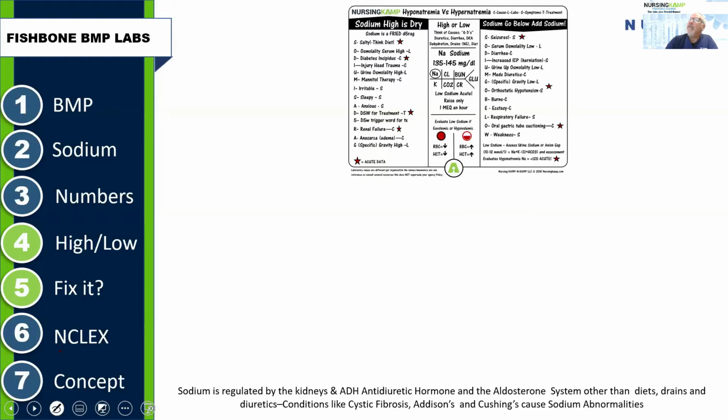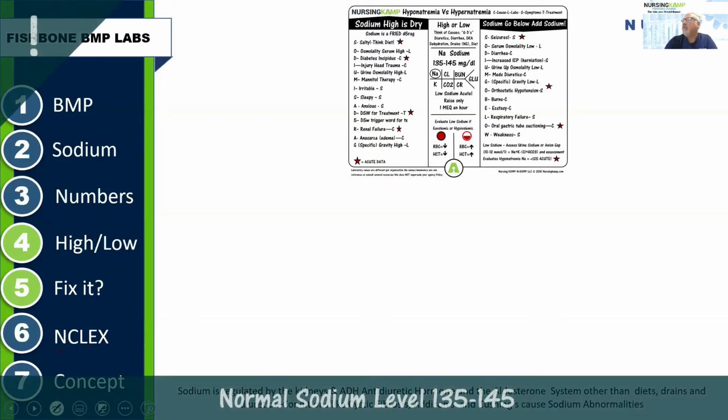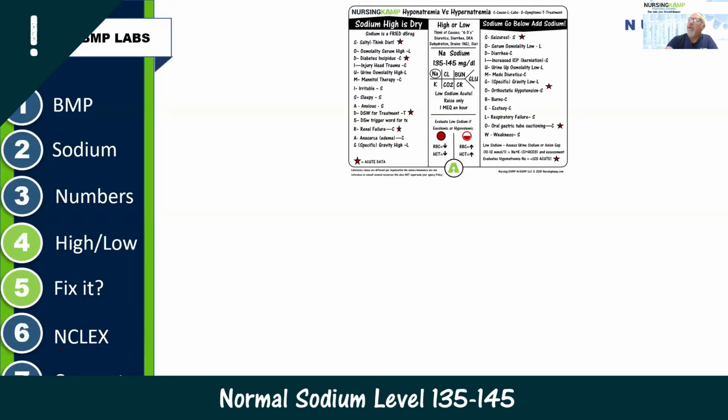And what that means is that as the sodium goes down, your patient gets sicker. The lower the sodium, the sicker the patient. So the higher the sodium, high is dry. So let's take that, dehydration. We said that sodium is the only lab value you need to know. That's 135 to 145. So when we're on the floor and we see a high sodium, we think dry.